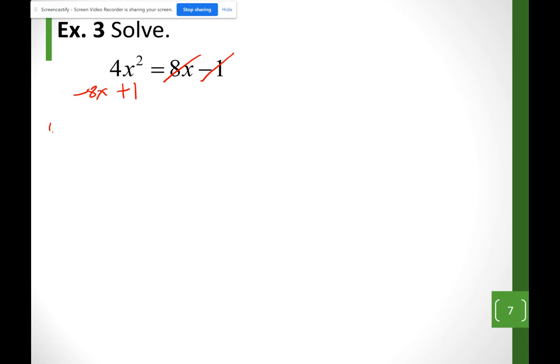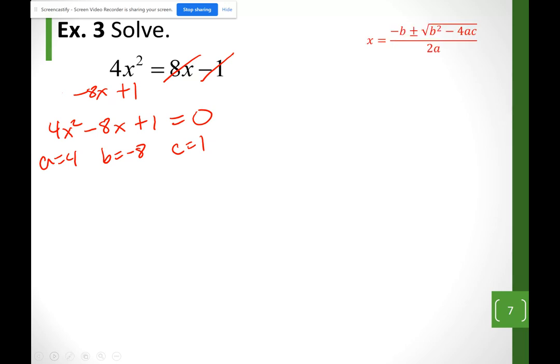So I have 4x squared minus 8x plus 1 is equal to 0. Like I said, I must have one side equal to 0. My A is 4, my B is -8, and my C is +1. Let me remember the quadratic formula. I'm going to think of the square root part first. I'm thinking of B squared minus 4AC.